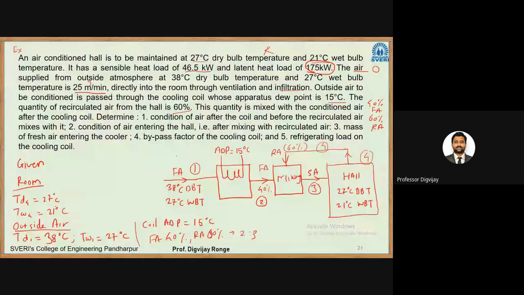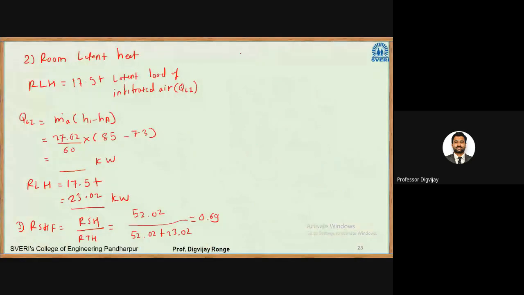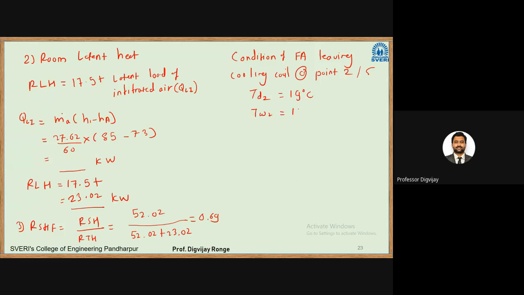Okay. So the condition of fresh air leaving the cooling coil, at point 2 or point S, whichever you take, from the psychrometric chart the dry bulb temperature is 19 degrees Celsius and the wet bulb temperature is 17.5 degrees Celsius. Okay, so this is our first answer. We have calculated the condition of air leaving the cooling coil.